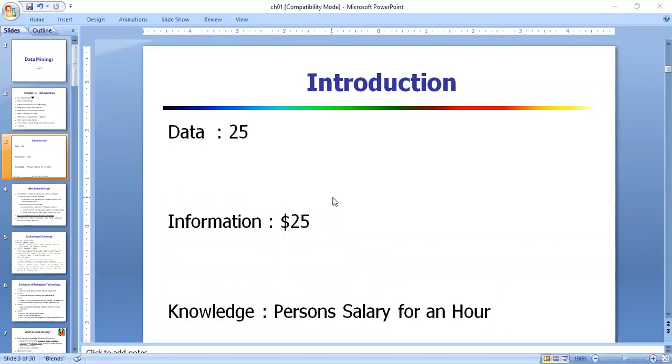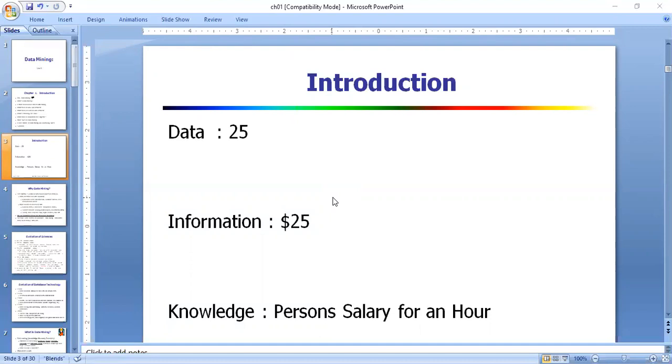So what we come to know here is data is nothing but a raw fact which does not have any meaning. If we put a meaning on that data, we get information. That's why we put a dollar symbol in front of 25, which gives us information. If we put information together with a rule, then I can tell it is knowledge. Suppose a person's salary for an hour is $25, so it gives some knowledge. This particular job gives $25 for 1 hour. Like that, we come to know some knowledge from the information.